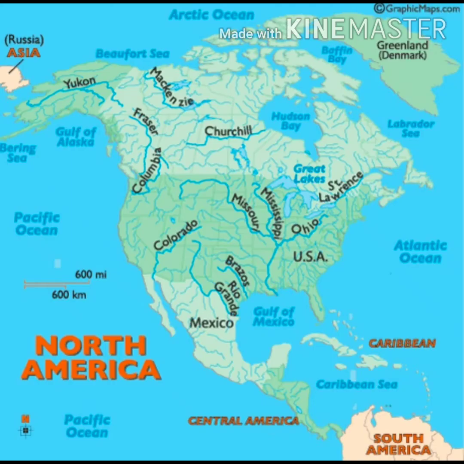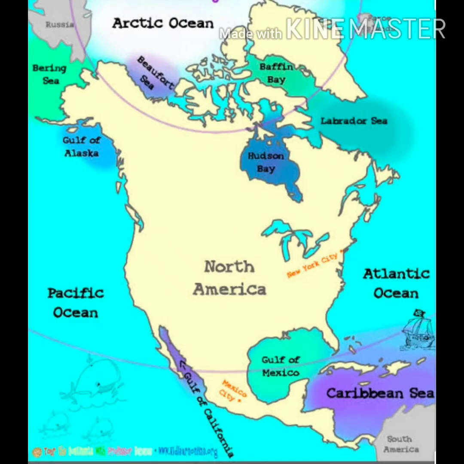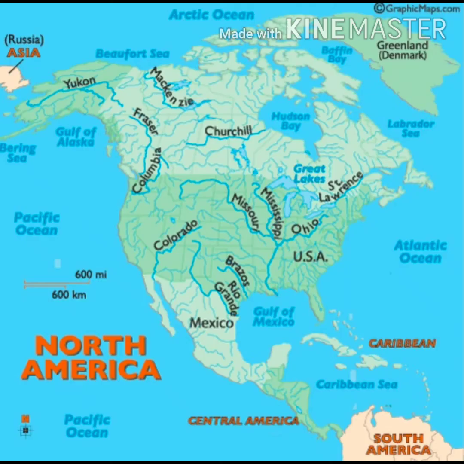Now comes the drainage of North America. Drainage is the water availability in that area. So North America has large drainage basins which drain to separate oceans, seas, gulfs, etc. Let us discuss one by one. In this we will discuss all the rivers, lakes, and water availability in North America.